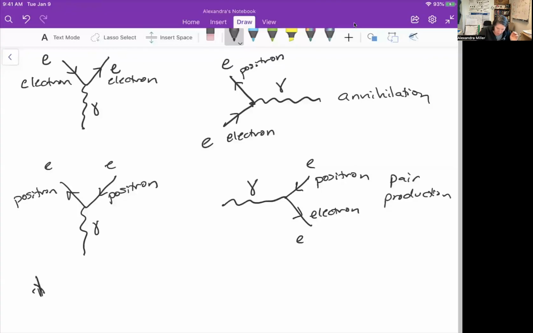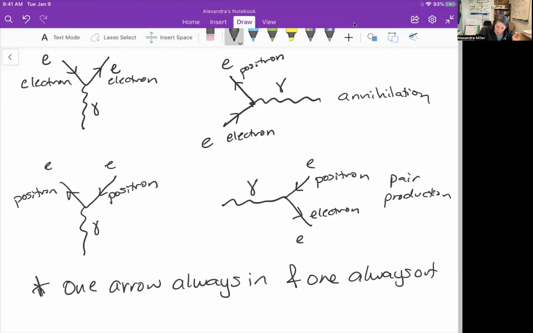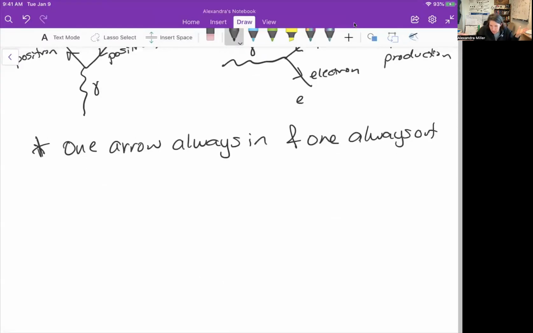So maybe I should even write that down. One arrow always in and one always out. And what that's doing for us is things like charge conservation. So for instance, if I drew this diagram where I have both my arrows going into the vertex, then it looks like I have an electron and then a positron and a photon. So somehow the electron is turning into a positron. But this is breaking charge conservation.